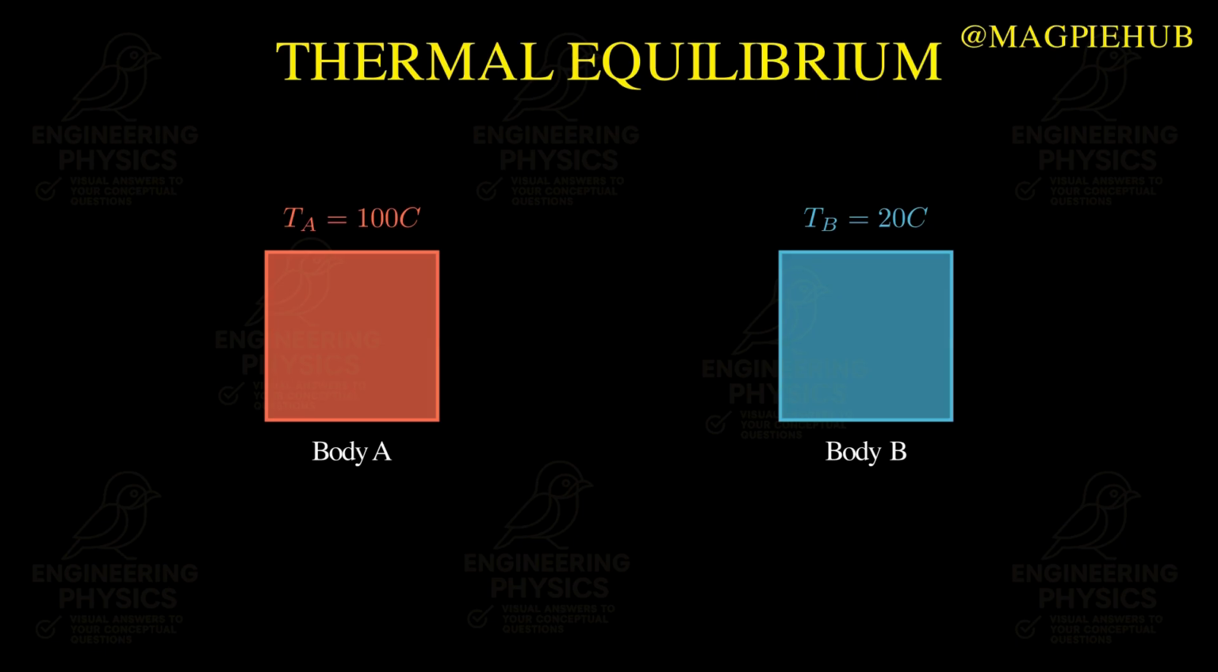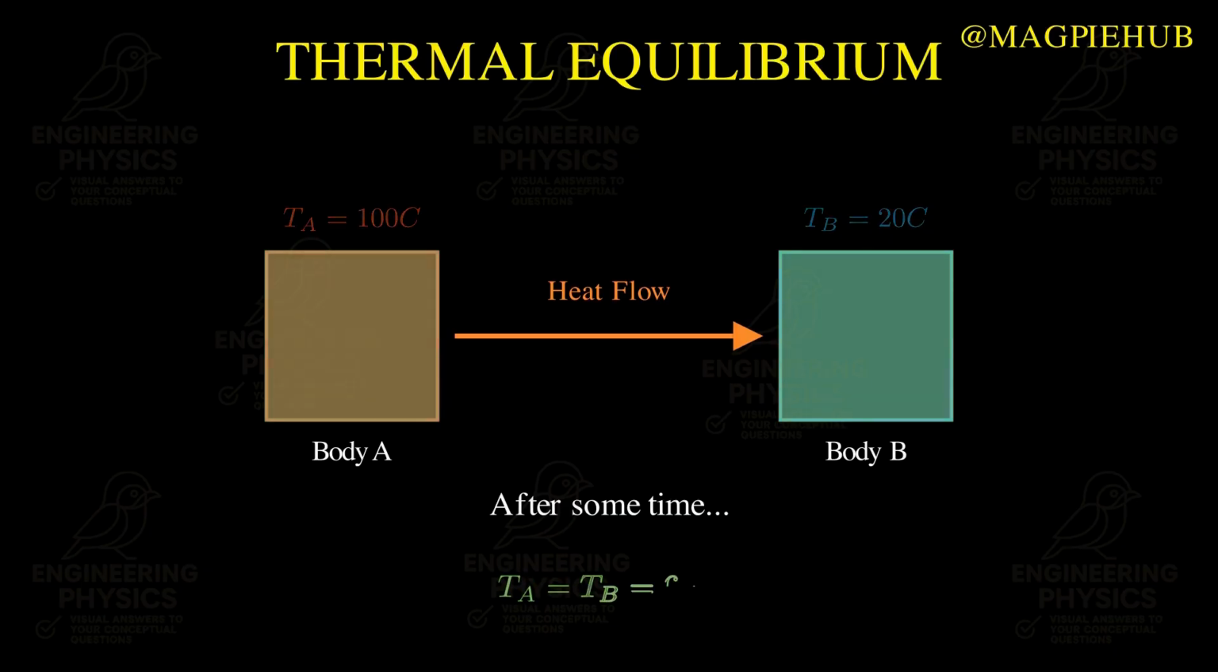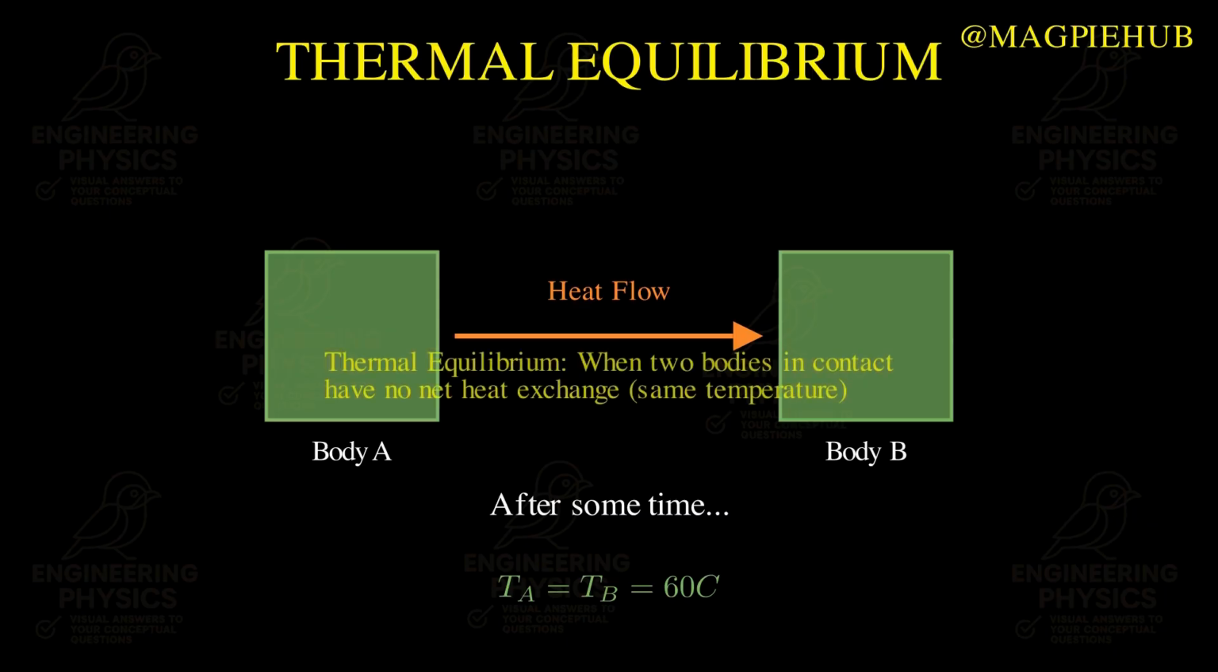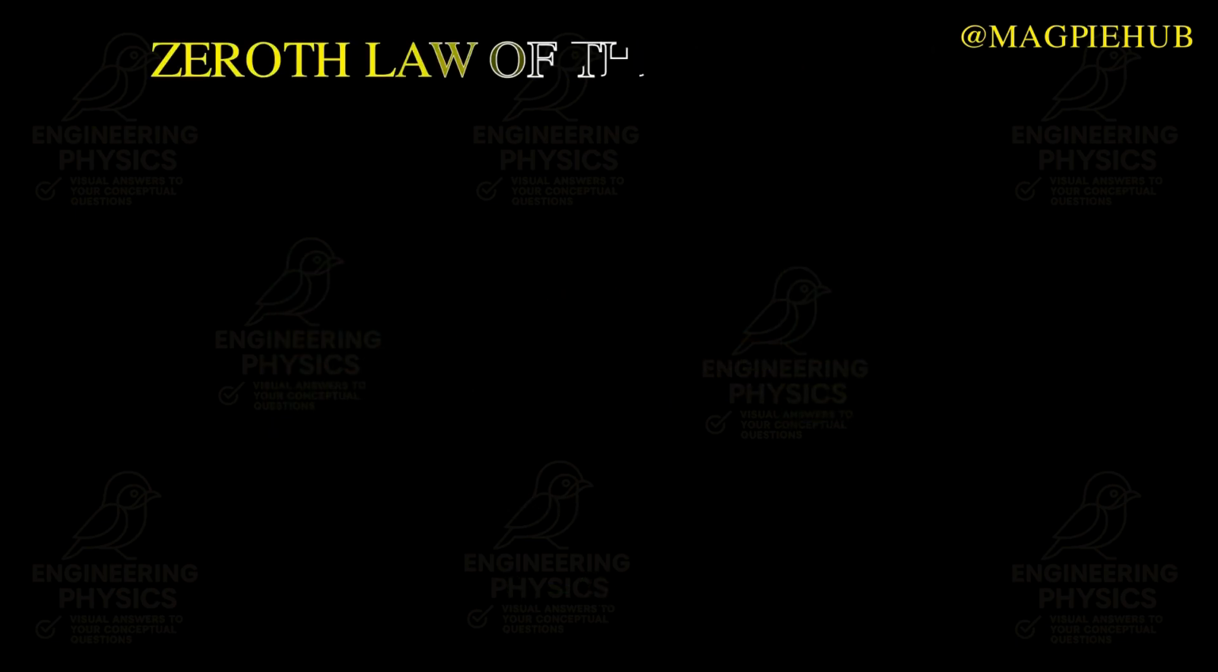Imagine you have two bodies, body A at 100 degrees Celsius and body B at 20 degrees Celsius. When these two bodies come in contact, heat flows from the hotter body A to the colder body B. This heat transfer continues until both bodies reach the same temperature. When there is no net heat exchange between the bodies, we say they are in thermal equilibrium. In our example, both bodies will eventually reach 60 degrees Celsius. Remember this concept, it forms the foundation of thermodynamics.